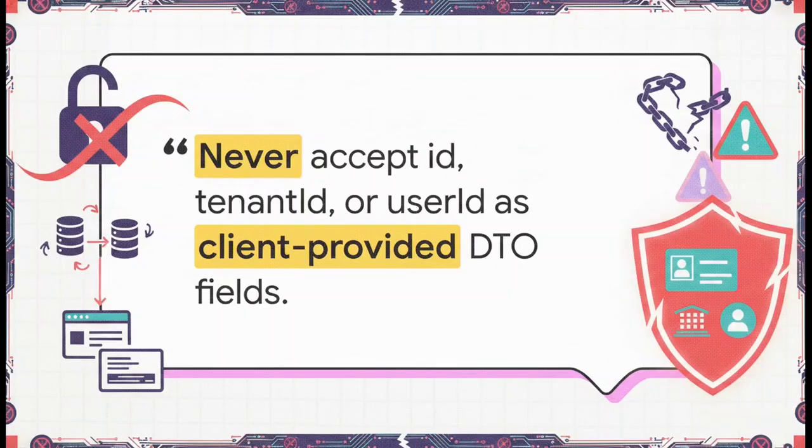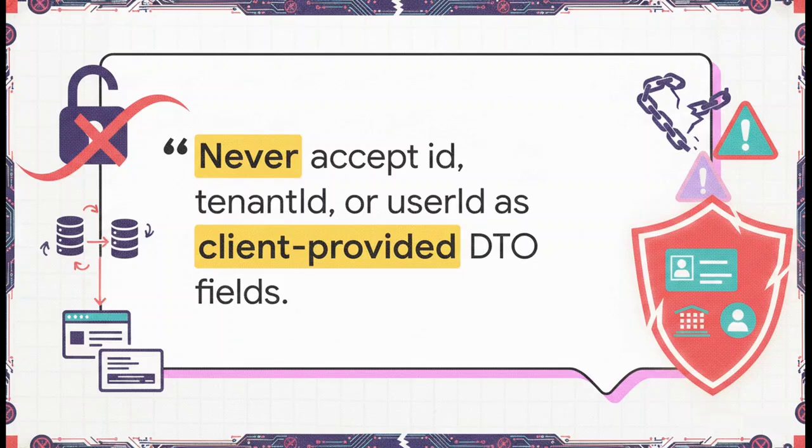Now listen closely, because this next rule is absolutely non-negotiable. Never, ever accept ID, tenant ID, or user ID as client-provided DTO fields. Think about it. These are server-assigned values. If you accept them from a client's request body, you are opening up a massive, catastrophic security vulnerability.